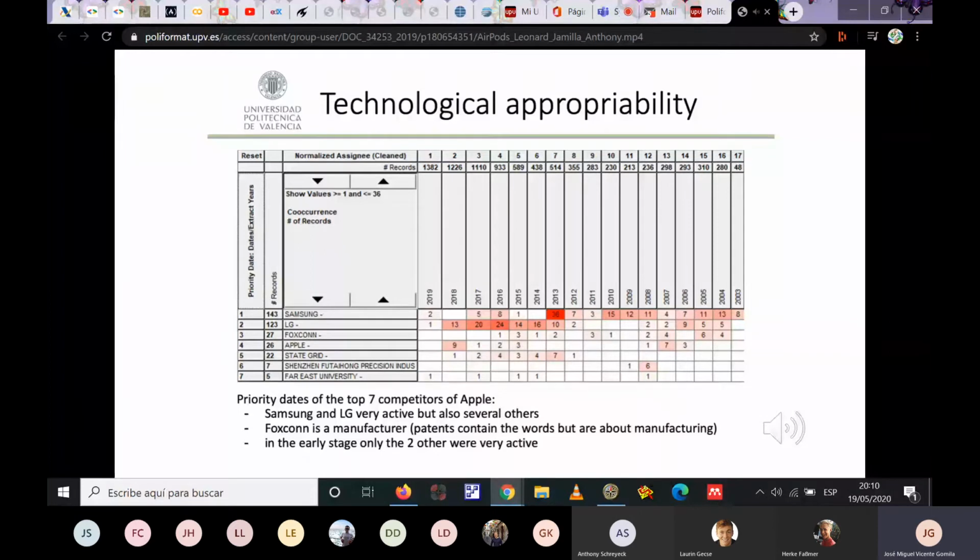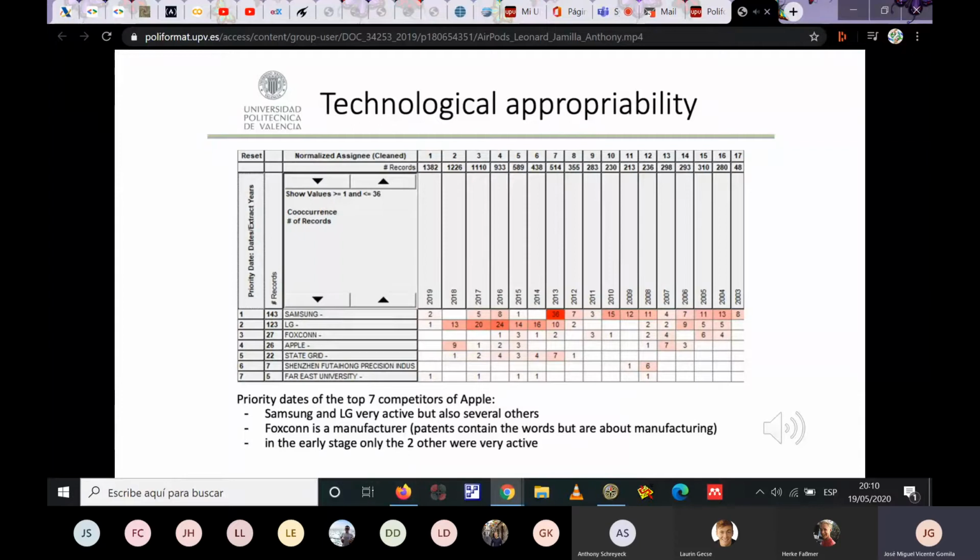And looking at the top companies only, you can see that there's Foxconn, which is only a manufacturer. Of course, there's the keywords that are related to the AirPods because they are manufacturing them, but their patents are only processes of manufacturing. So we decided not to use that and focus on Samsung, LG, and Apple, of course.